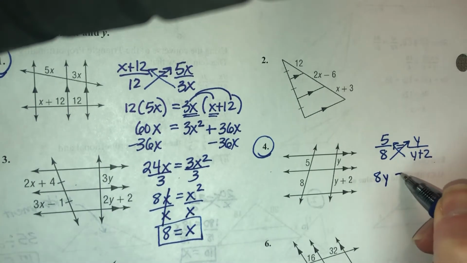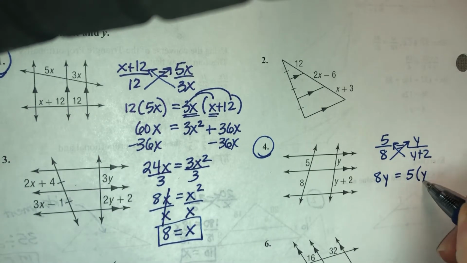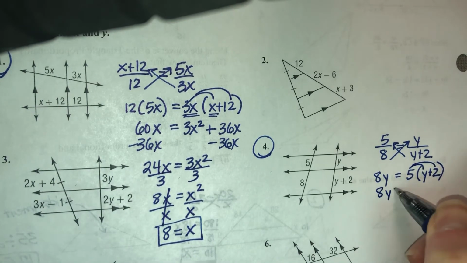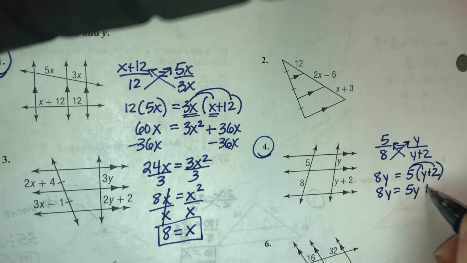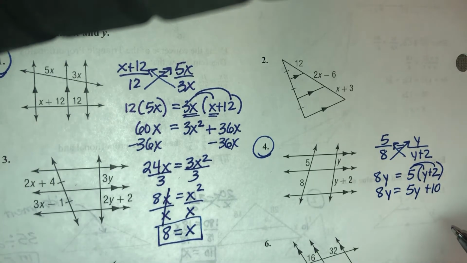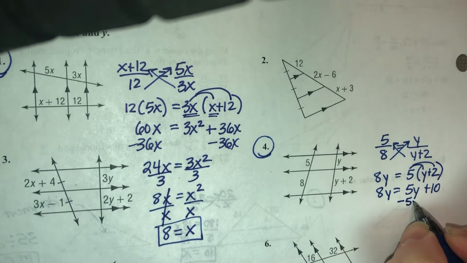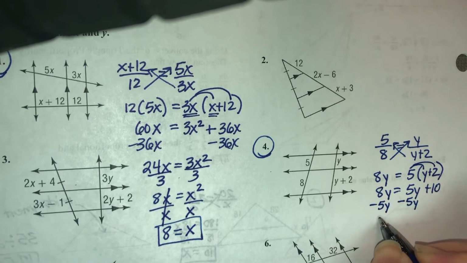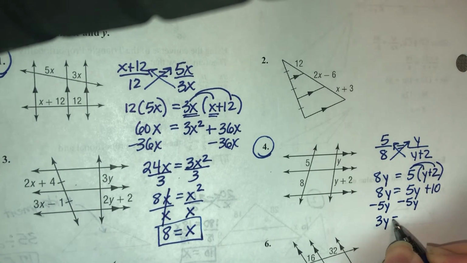8 times y is 8y, and then 5 times y plus 2. So I'll distribute the 5. 8y equals 5y plus 10. And now I need to get my like terms together, so I'm going to subtract 5y on both sides. 8y take away 5y equals 3y.